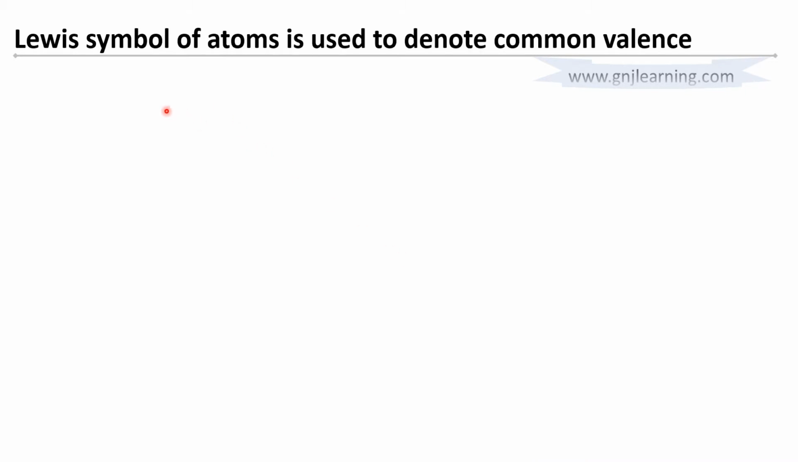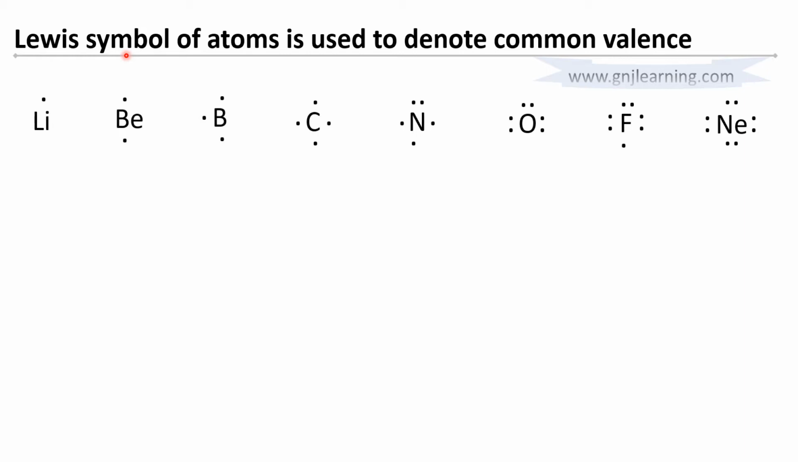We can represent or denote the common valence of an atom using a Lewis symbol. So we will see what is meant by a Lewis symbol. We take the first member of all the groups from the representative elements. This is the first member of group 1. Beryllium is the first member of group 2. Then from 13 to 18 we have the first members: boron, carbon, nitrogen, oxygen, fluorine and neon.